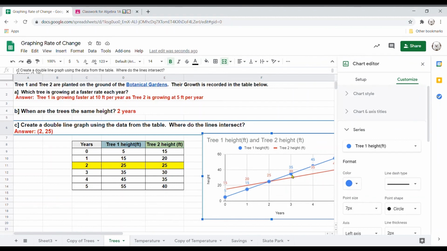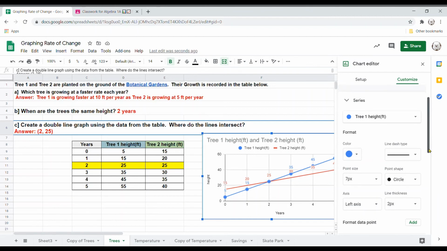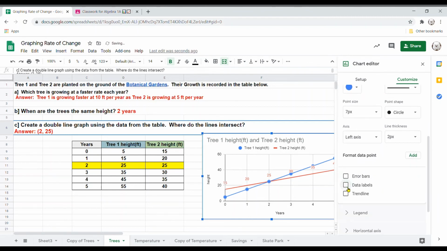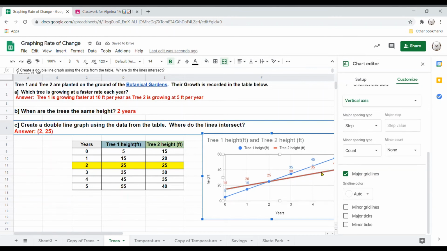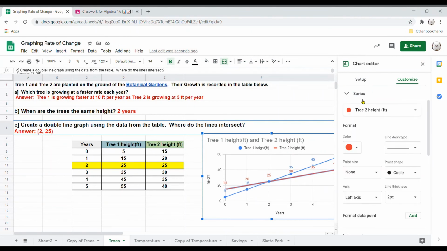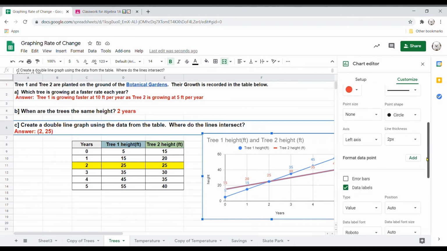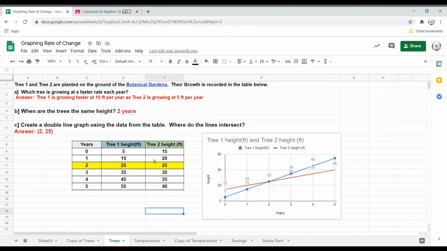So here you're going to use the chart editor and make sure that when you choose series, you go to data labels and do that for each line. Okay, so when you click on a line, it will open series, and you scroll down and choose data labels. If I look, my intersection point is at 2 years. It's 25 feet. Tree height is at 25. That's year 2, and that corresponds with our table.